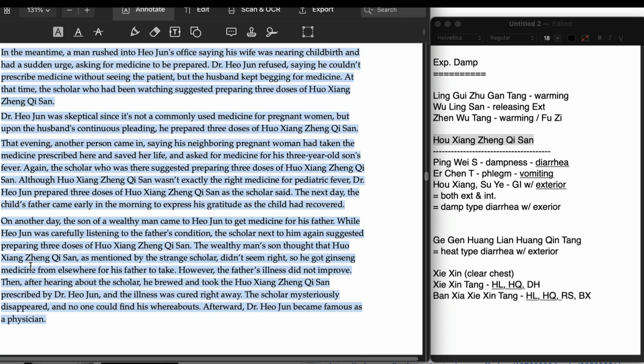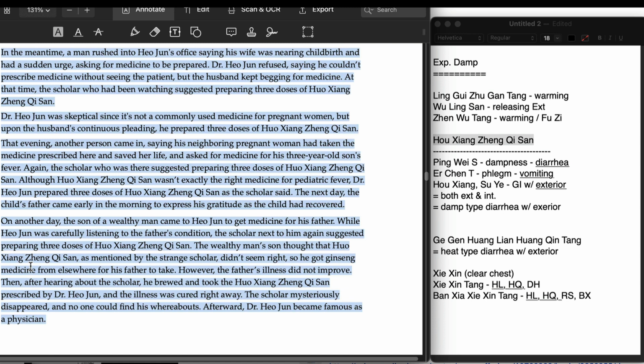Again, the scholar who was there suggested preparing 3 doses of Huo Xiong Zheng San. Although Huo Xiong Zheng San wasn't exactly the right medicine for pediatric fever, Dr. Heo Jun prepared 3 doses of Huo Xiong Zheng San as the scholar said. The next day, the child's father came early in the morning to express his gratitude as the child had recovered.